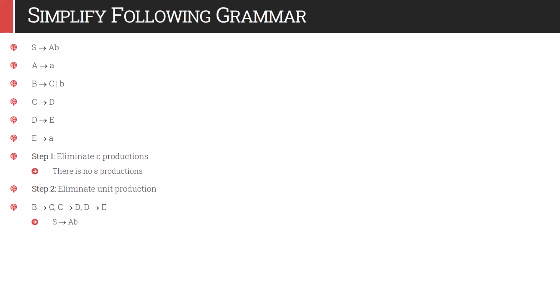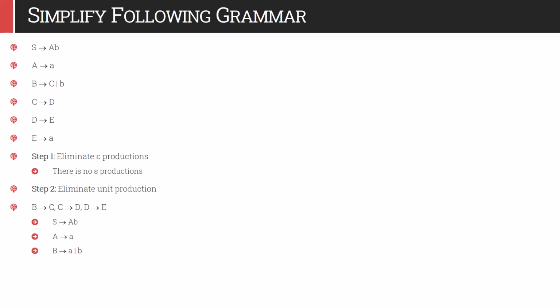So if we remove this unit production, then our production set would look like S gives AB, there is no unit production. In A gives B also there is no unit production. In B gives C, there is a unit production. So we have to replace that C by D. Again, B gives D would be unit production. So we have to replace that D by capital E. But again, B gives capital E would be unit production. So we have to replace that capital E by small a. So finally, we will have the production for B like B gives A | B.